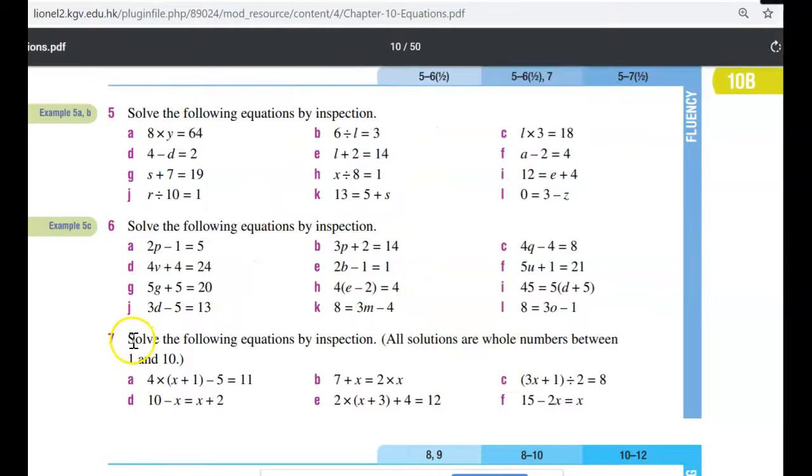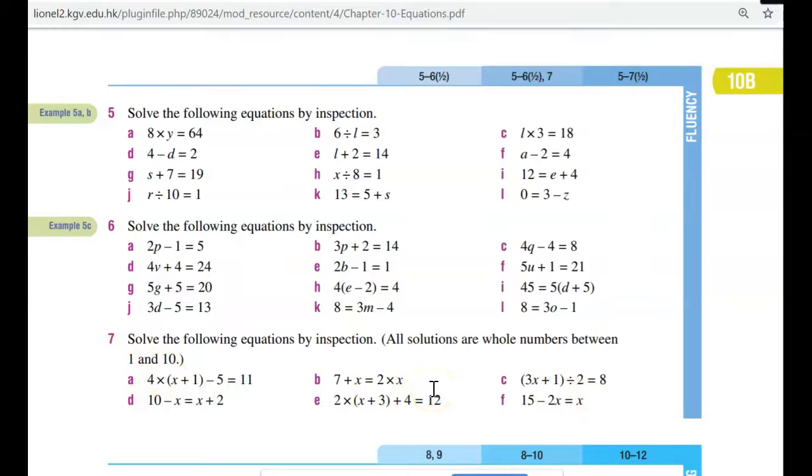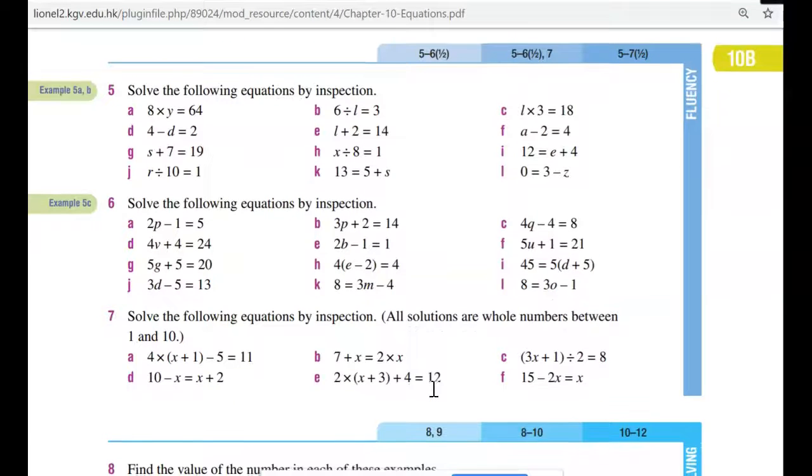All right, then you've got some even harder ones down here, but again, you're just going to try and figure out what the solution is. And remember, solution just means the value of the letter that makes it work.